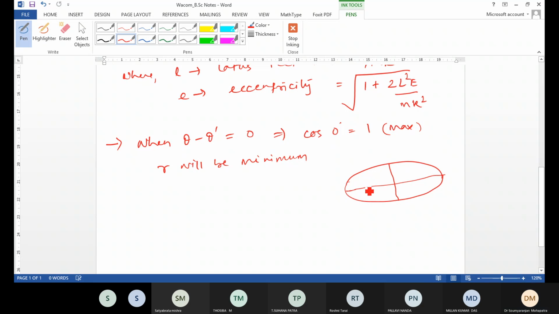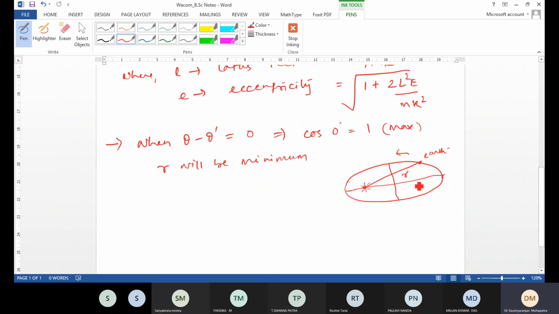Let's say that our Sun is situated here, and Earth is somewhere here. This is your Earth, and it is revolving around the Sun. So you know what the semi-major and semi-minor axes are. Now the Earth, if it is here, then this distance is called your R.